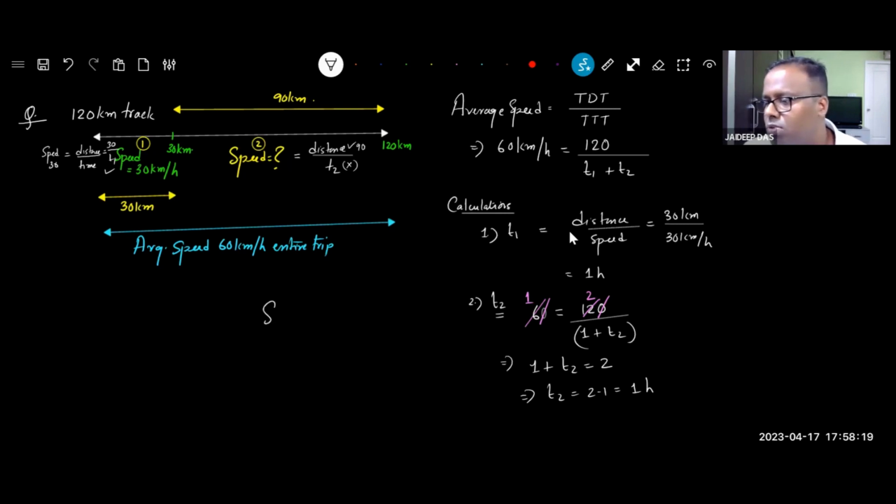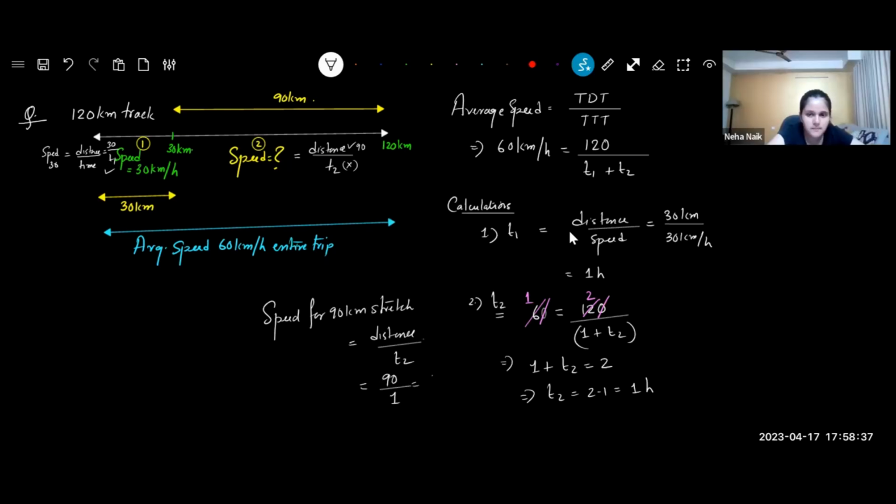Now you can find out the speed for the second stretch, the speed for the 90 kilometer stretch. What is speed equal to? Distance upon time, distance by time T2. What is the distance? 90. What is the time? 1 hour. So you should maintain 90 kilometers per hour.